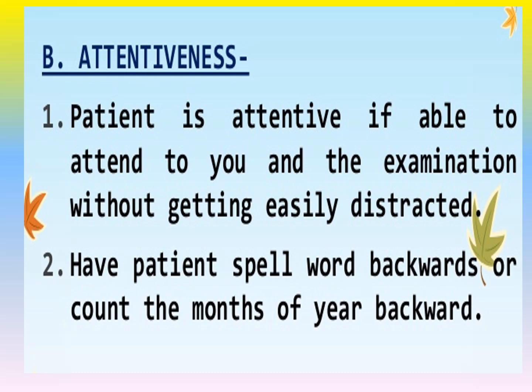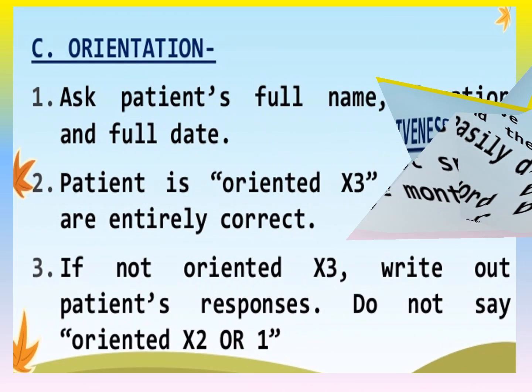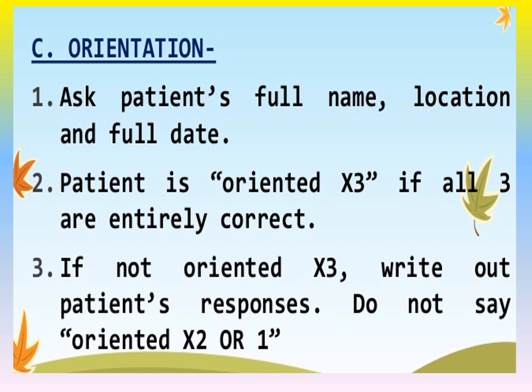And to check the orientation, ask the patient's full name, location, and full date, and the patient is oriented if all three are entirely correct. If not oriented, write out the patient's response, so that you know whether the patient is oriented towards the date, time, and place.